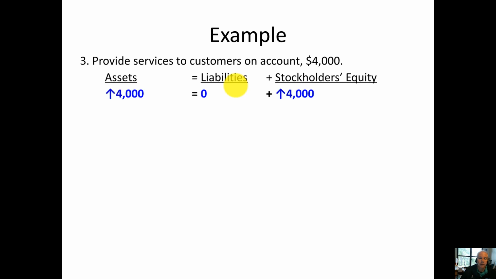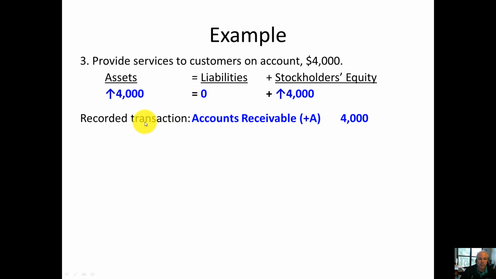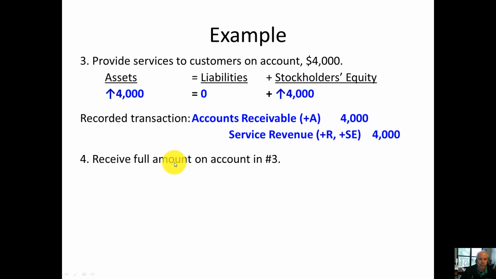Correct. Well, we do know that we provided services, so we need some type of current asset. So assets increase. And stockholders' equity increases because we've earned the revenue, and revenues go into, remember, retained earnings, it's part of the net income calculation. So we record the transaction as a debit to accounts receivable for $4,000 and a credit to service revenue, where revenues and stockholders' equity both increase.